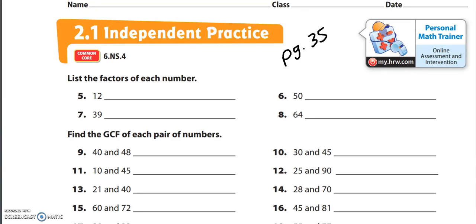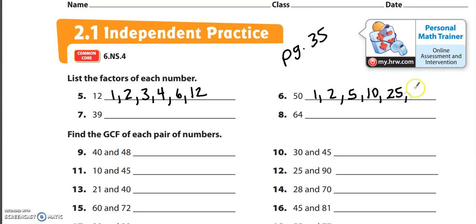Number 5 is 12. We've listed the factors of 12 several times. It's 1, 2, 3, 4, 6, and 12. If you don't have all 6 of those, you need to revise that. 50, there are 6 factors for 50 as well. It is 1, 2, 50 is an even number, so it's divisible by 2. 5 times 10, so 5 and 10 are both factors.